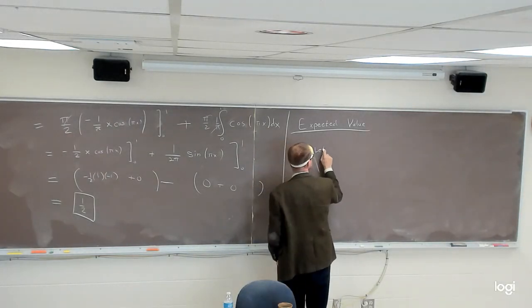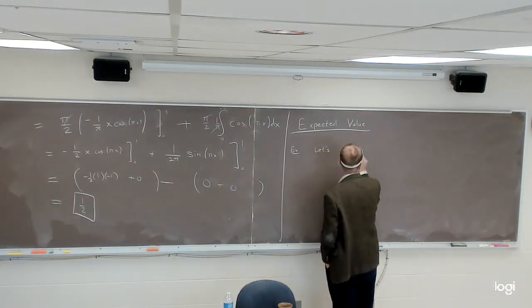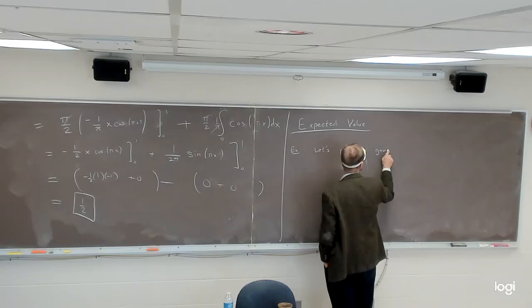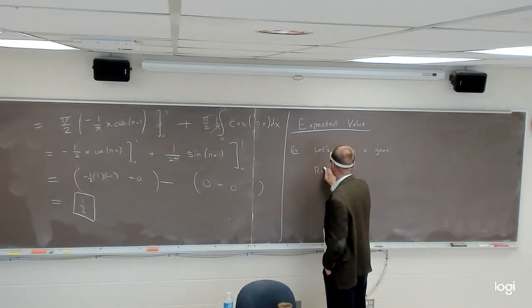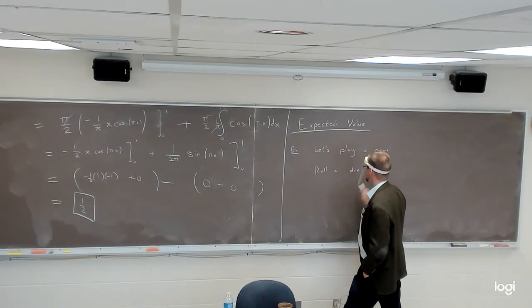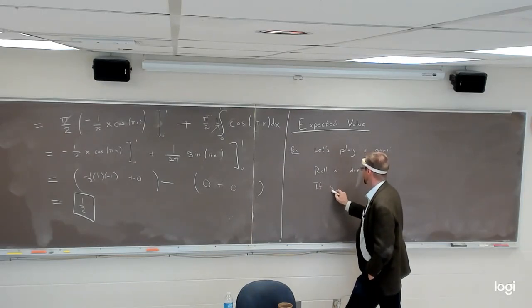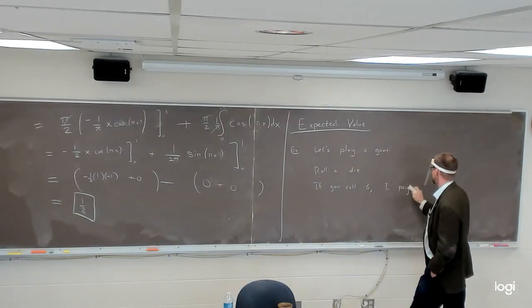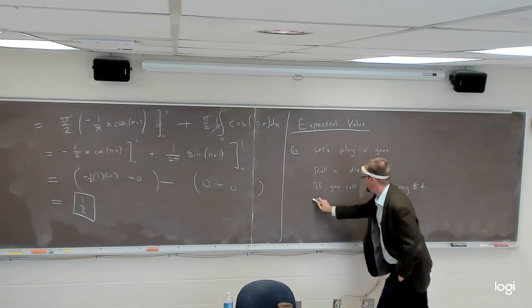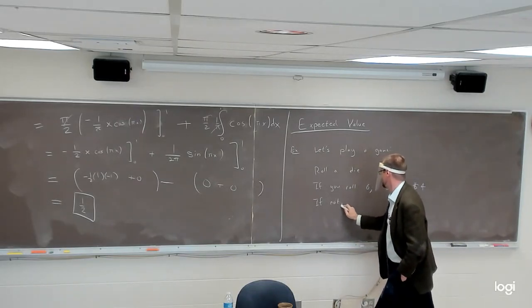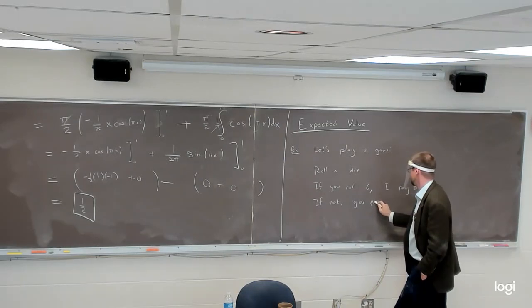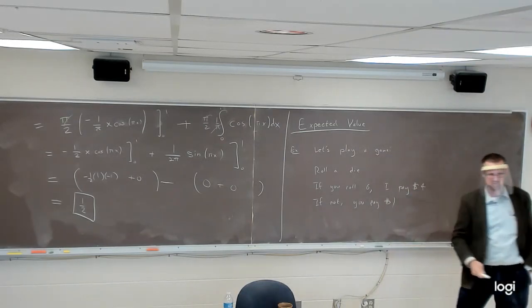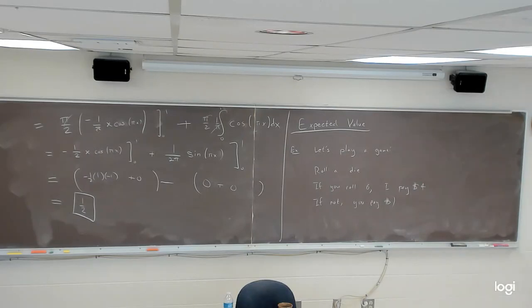Let's play a game. Roll a die, and if you roll a 6, I'll pay you $4. If not, you pay me $1. Would you play this game? Doesn't seem very smart, right? Clearly you're going to lose money.